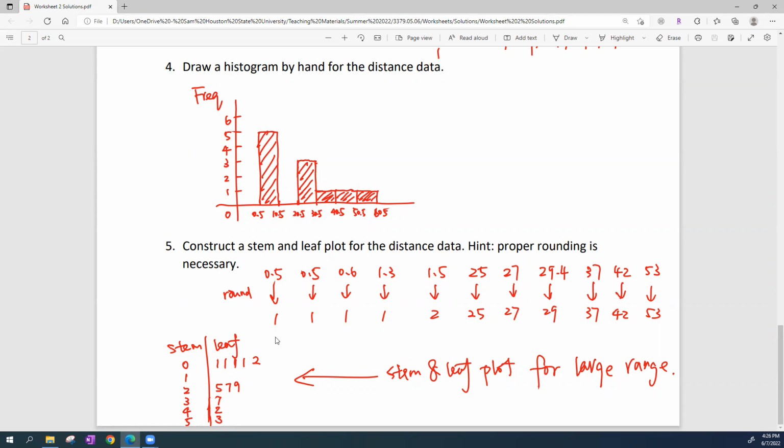Then we can clearly see the distribution of this data. This is how we make a stem and leaf plot for data with a really large range, where the distribution is right skewed with a lot of numbers on the left side. Okay, that's number 5.